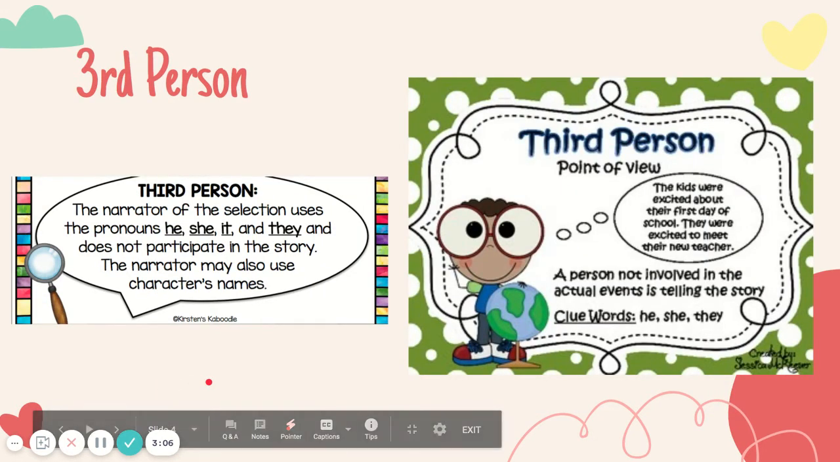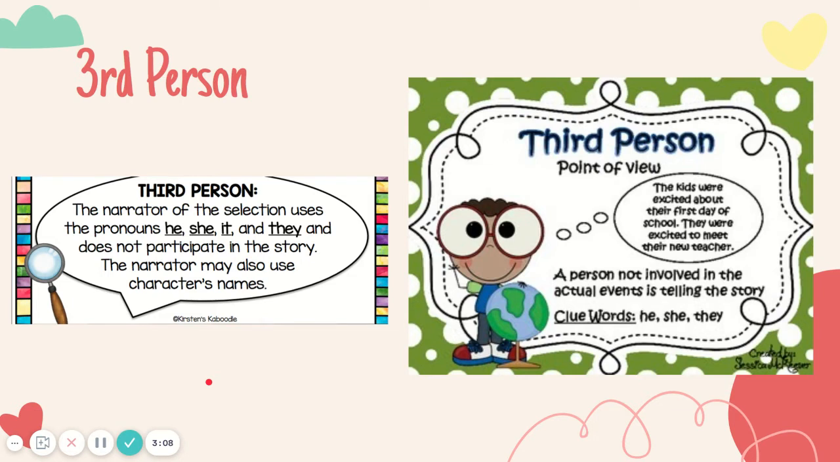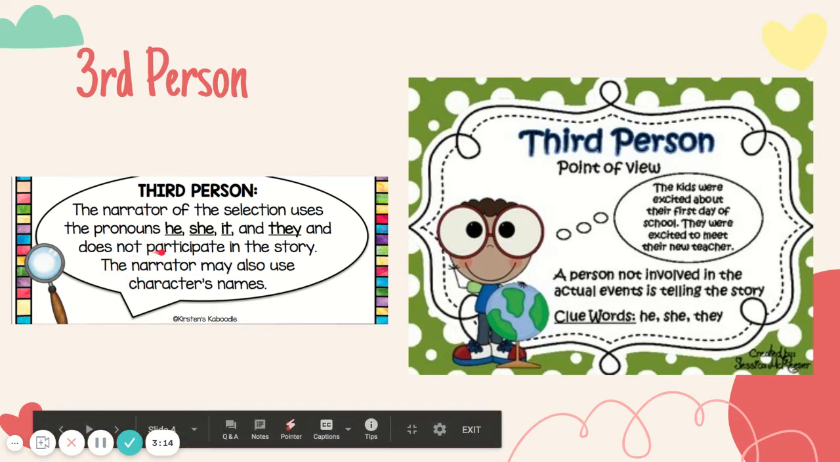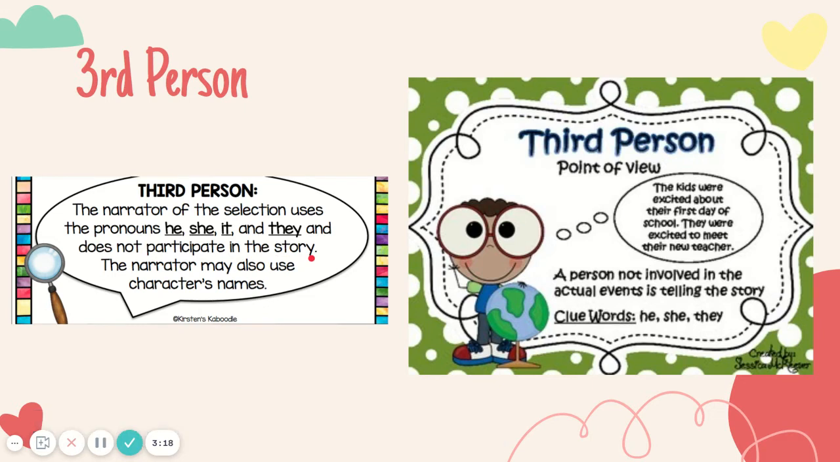And then this is for third person point of view. It's a little bit different than first person because our narrator is not participating in the story. Usually we don't know who is telling the story, but they are narrating it for us. Usually they say these pronouns: he, she, it, and they.